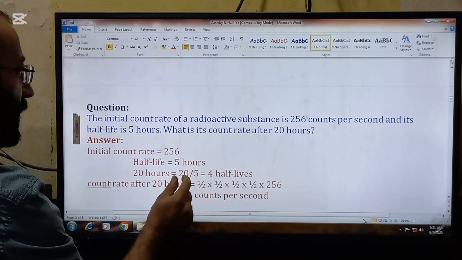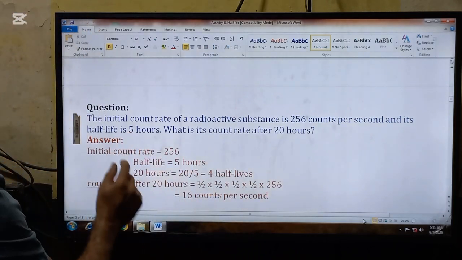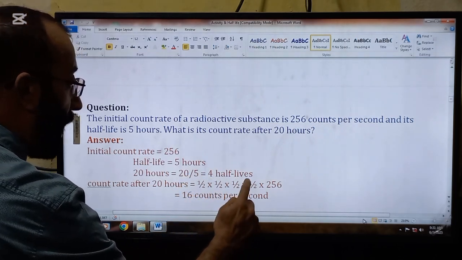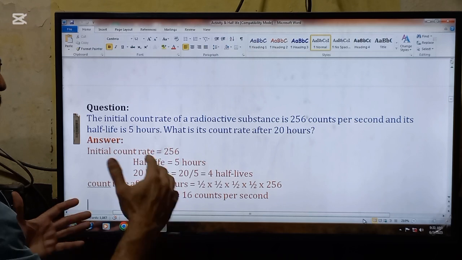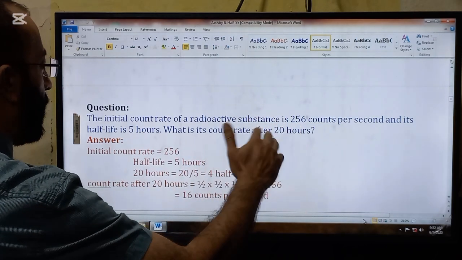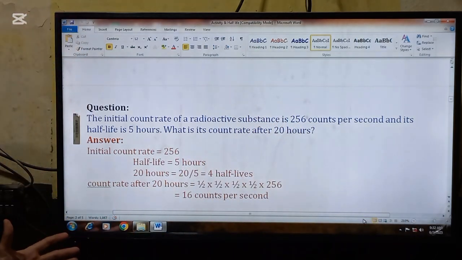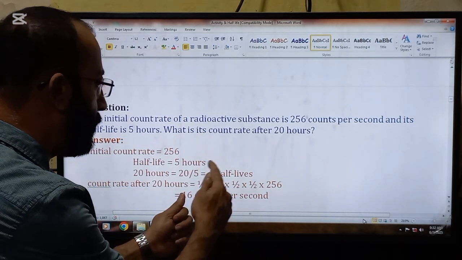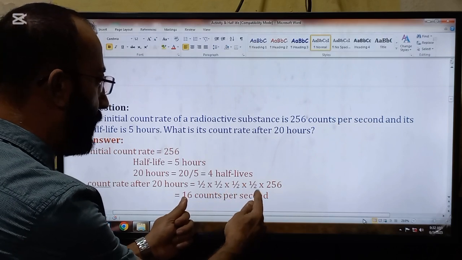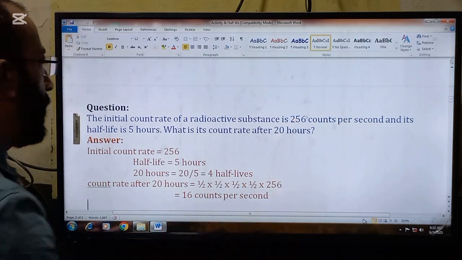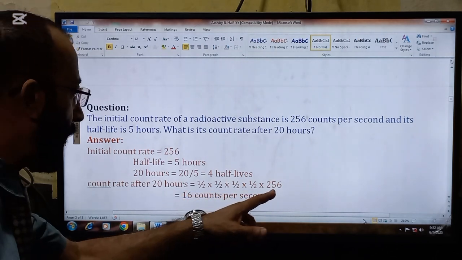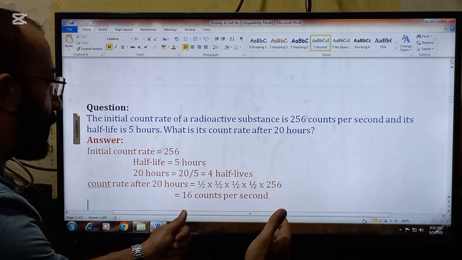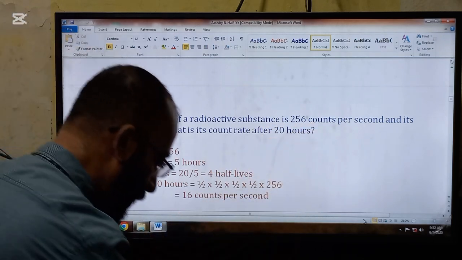We will put 20 in the numerator and half-life is given, that is 5. So divide by 5 will give us 4. That is 4 half-lives. So actually we are required to find the count rate after 4 half-lives. So 4 half-lives stands for 1 by 2 into 1 by 2 into 1 by 2 into 1 by 2 multiplied by 256. So solve it on the calculator, it will give you the answer. So this will be the count rate after 20 hours.